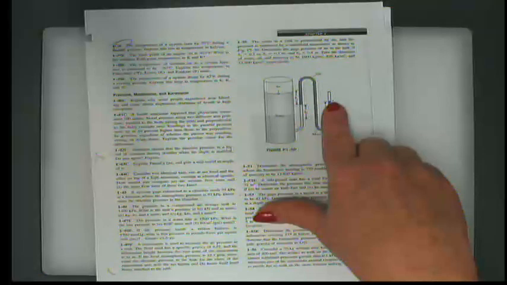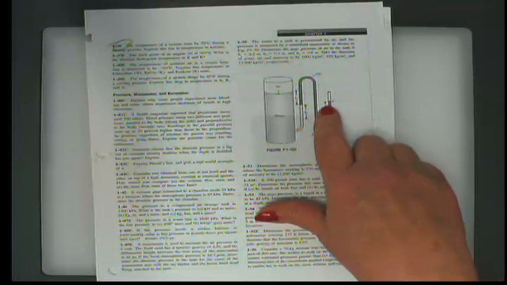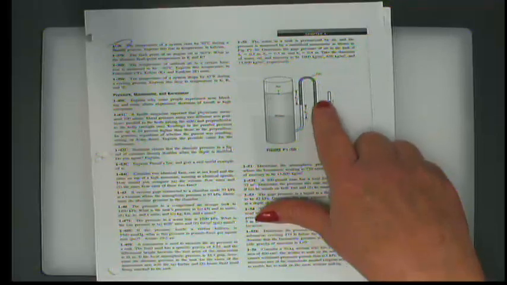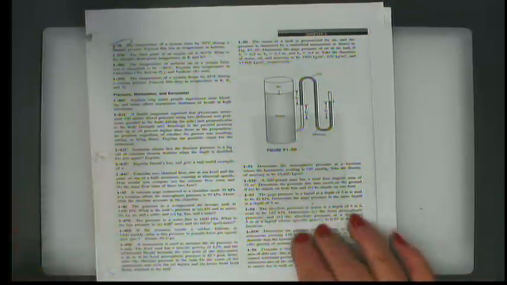And once again, here at 2, we're open to the atmosphere. Now, if we're looking for gauge pressure, we're going to consider the pressure at 2 to be equal to 0, aren't we? Does that make sense? All right. So we can go ahead and set this up.